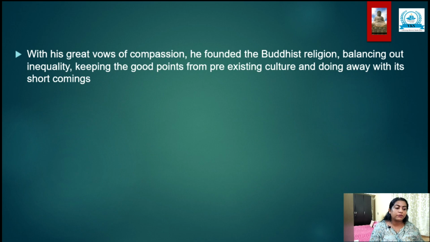With his great vows of compassion, he founded the Buddhist religion, balancing out inequality, keeping the good points from the pre-existing culture and doing away with its shortcomings. So what did Shakyamuni Buddha do? He had a great vow of compassion. He founded the Buddhist religion. He balanced the inequality. He kept the good points in the pre-existing culture and removed the shortcomings. He did not take whatever was bad, and he balanced out the inequality.